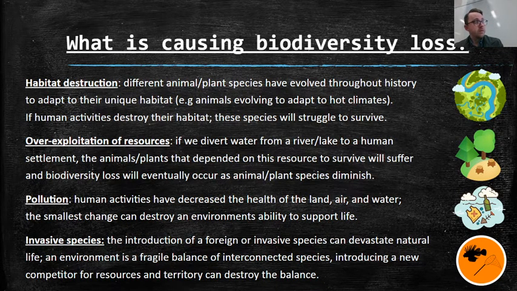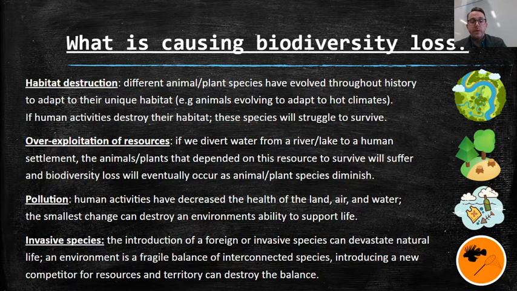So if 10 different types of animals, 10 different types of birds, fish, etc. all depended on that water, and we take it away, we exploit the water, instead of taking a bucket full, we take the whole damn lake, that's over exploiting the resource. Animals will die, plants will die, biodiversity loss.